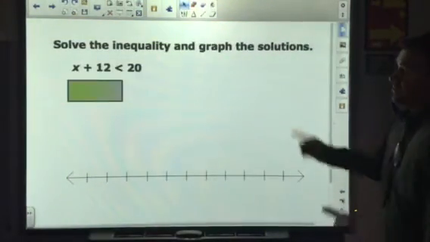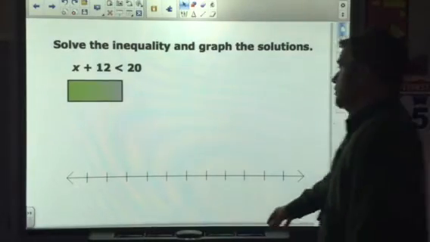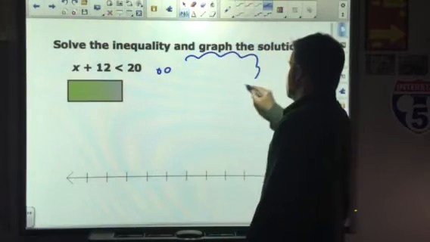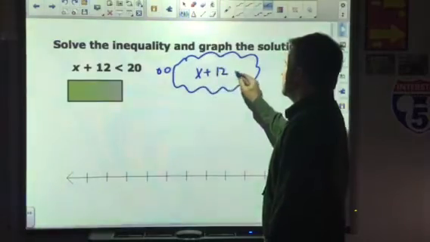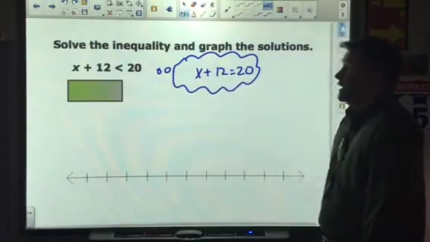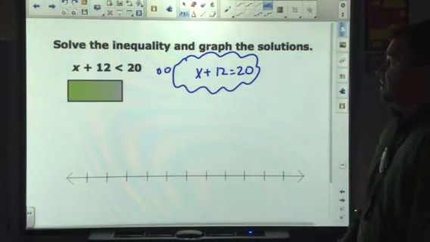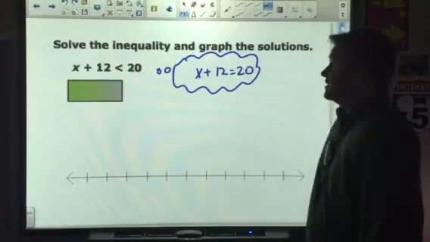So what we're looking at here is an example of an inequality equation. You can think about this as an equal sign, where you're saying something plus 12 equals 20. Okay, that's the way you can solve it. But as we learn more rules and try more problems, we're going to find out that we have to make some adjustments to this.